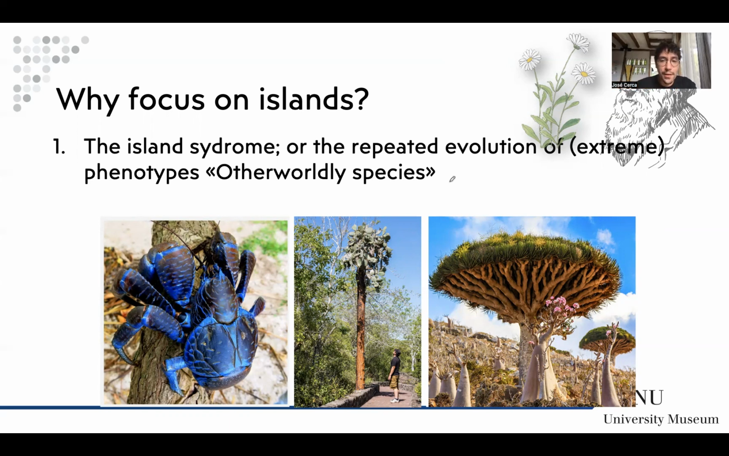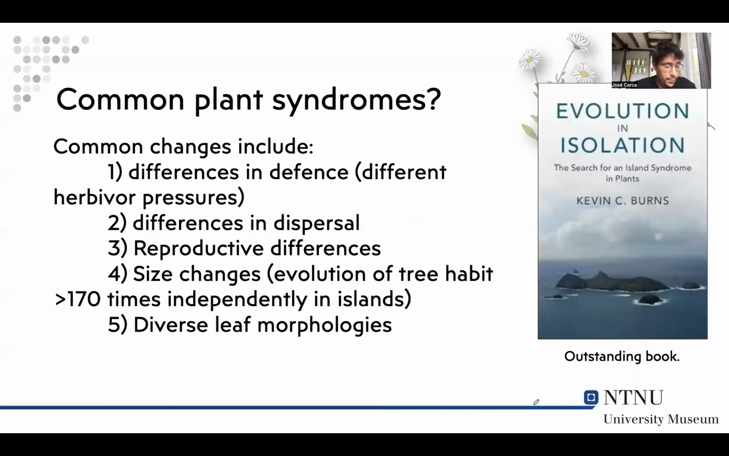on different archipelagos. And so you see there, I have an animal example here, but we have the opuntias from the Galapagos here in the middle that have like these crazy trees, and we have dragon blood trees in Socotra that just look kind of alien. And so this is what I will be referring to when I talk about the island syndrome, is just the repeated and relatively extreme evolution of phenotypes.